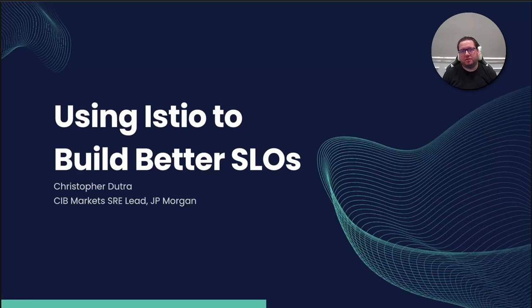Today's presentation is going to demonstrate how Istio Service Mesh, combined with observability add-ons like Prometheus, Grafana, and Jaeger, can provide SREs with advanced data to define, track, and manage the SLOs of their applications.